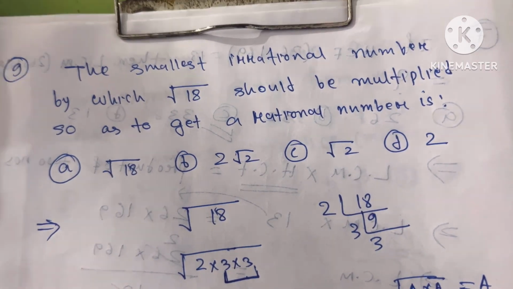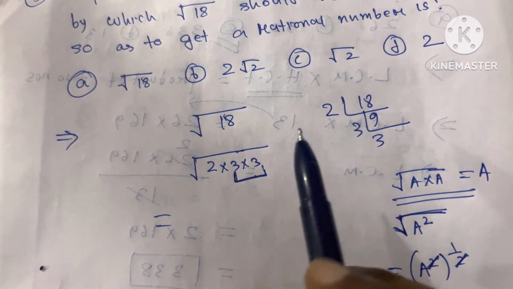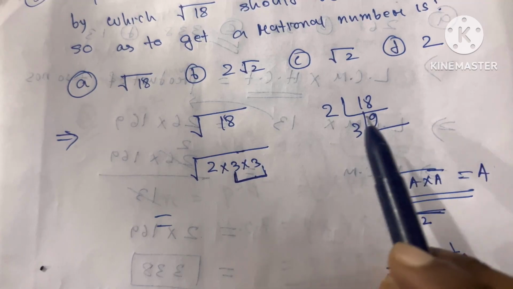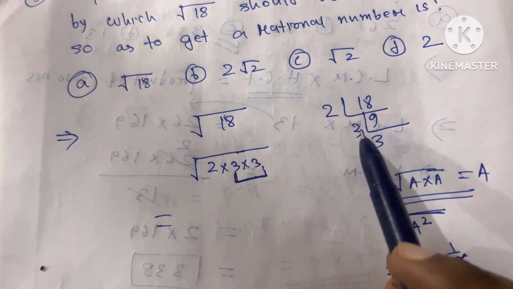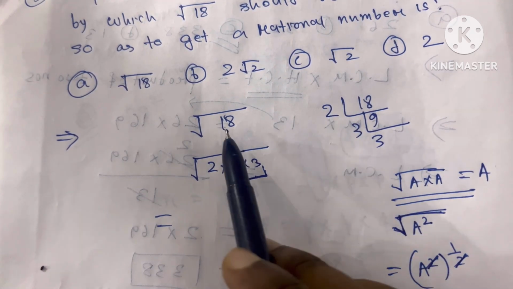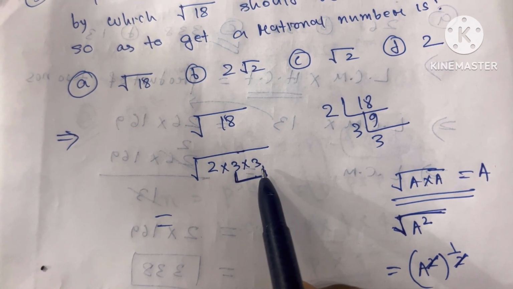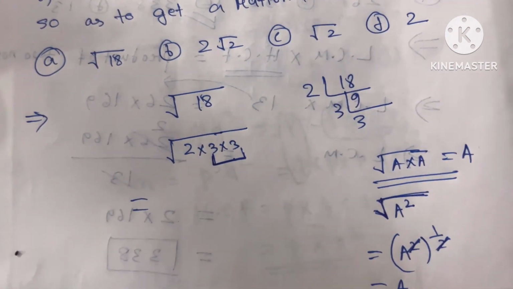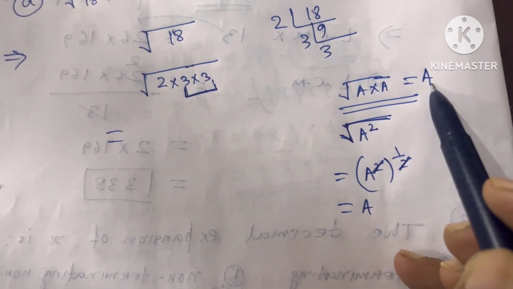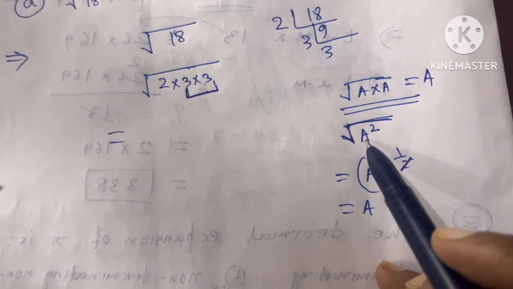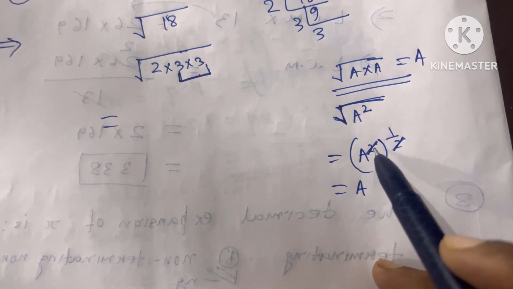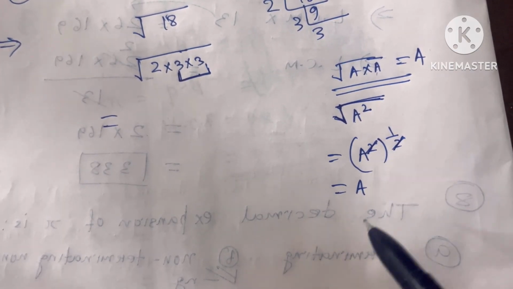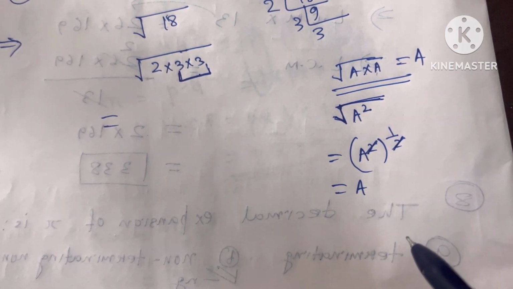So how will we find it? First we'll factorize 18. If we factorize 18, you will get 2 into 3 into 3, because 2 nines are 18, 3 threes are 9. So in place of root 18 I can write root over 2 into 3 into 3. And as you know, root over a into a means a, because root over a squared means a to the power 2 into the power half. The 2s cancel, so the answer will be a.